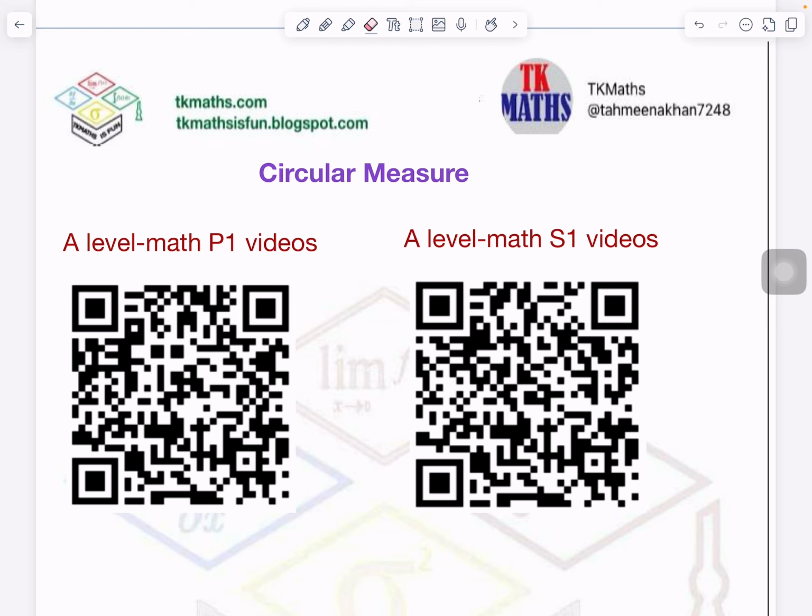In today's video, we will solve a question of circular measure, which is a part of the syllabus of A-level mathematics, P1. 9709 is the code.